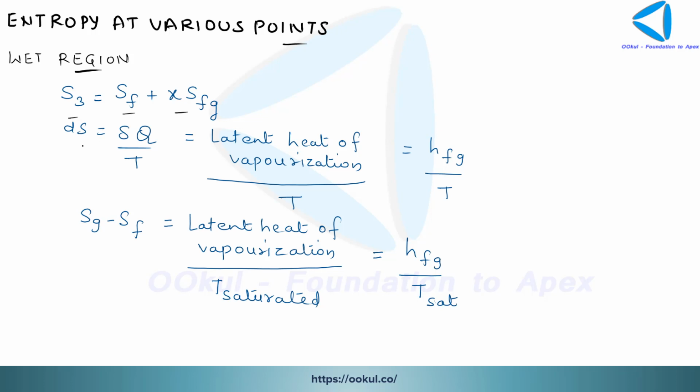We know from the basic definition of entropy that ds equals del Q by T. Okay, and this del Q in the wet region is the latent heat of vaporization, divided by T. So latent heat of vaporization is written as HFG over T. So this is the difference in the wet region, that is, entropy at the gaseous or vapor state minus the entropy at the liquid state. So Sg minus SF equals the latent heat of vaporization, that is HFG, divided by T saturation, because in the wet region that temperature will be the T saturation, the saturation temperature at which the conversion of liquid into vapor takes place.